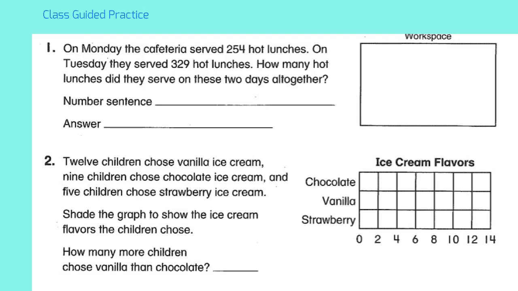Okay, let's start off our guided class practice. Number 1 reads, on Monday, the cafeteria served 254 hot lunches. On Tuesday, they served 329 hot lunches. How many hot lunches did they serve on these 2 days together? So let's go ahead and underline the important information.